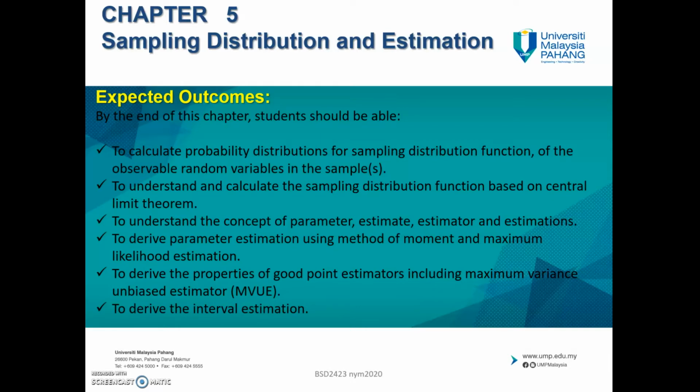By the end of this chapter, you should be able to calculate probability distribution for sampling distribution function of the observable random variables in the sample. So similarly, when you have a population, you want to make inference about this population, but how do you make inference using the samples? So with these samples, you want to find the sampling distribution function of this sample.